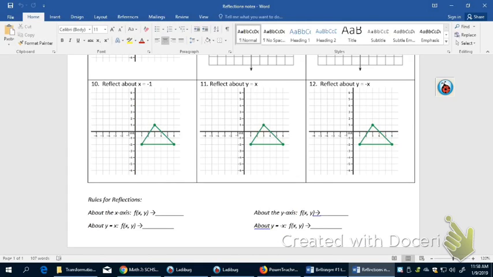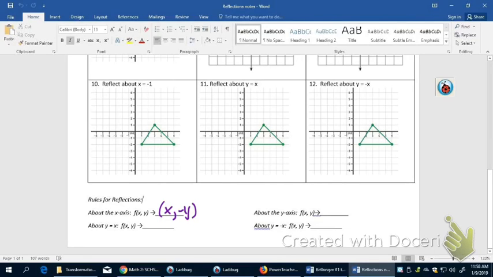Okay, so the last thing are some rules about reflections. And it says about the x-axis, f of x, y. Look at the problem that we did up above, that we went over the x-axis. Pick out a point. What happened to the points? What changed? The y value changed when it went over the x-axis. So what that means is it becomes x, negative y. The y value changes. I'll show you some examples of that when we have time, but that's what happens.